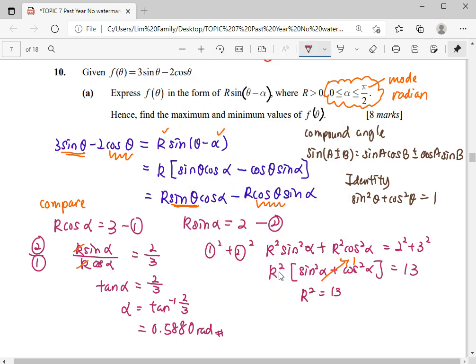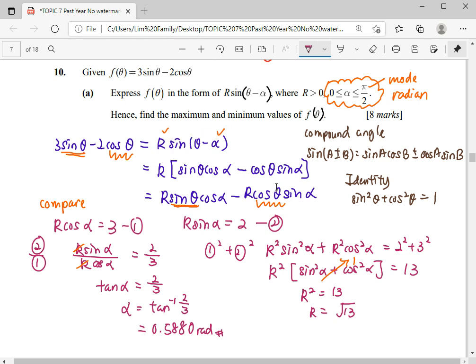r squared equals 13. There is no need for positive and negative, because the question already set the condition that r must be greater than 0. So we use the positive value only. And for alpha, there is also no need to do rotation, just shift to get the basic angle in the first quadrant. So this is how we get our r and alpha.